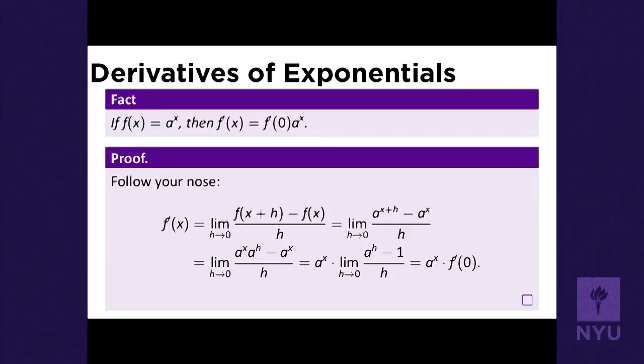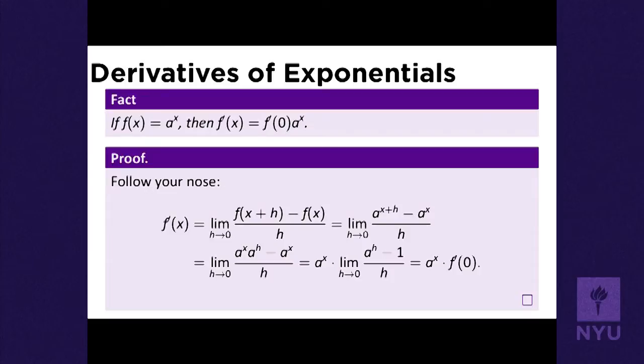Using the property of the exponential function, I mean, pretty much the sine qua non of exponentiation is that it converts addition into multiplication. So a to the x plus h is a to the x times a to the h. And we subtract from that a to the x, divide by h, and hopefully this is going to have a limit.